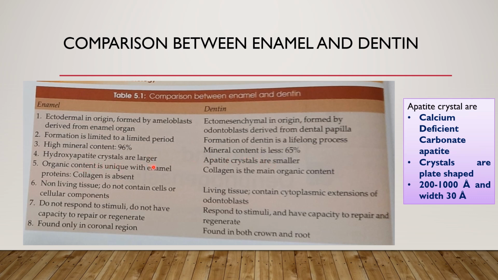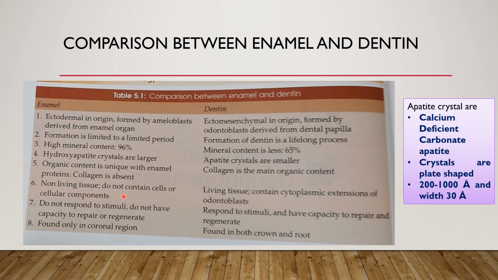Hydroxyapatite crystals are larger in enamel, whereas apatite crystals are smaller in dentine. Now, apatite crystals are calcium-deficient carbonate apatite. Okay, so here apatite crystals are small in dentine. Organic content is unique with enamel protein. Collagen is absent in enamel. Here, in dentine, collagen is the main organic compound, mainly collagen type 1.